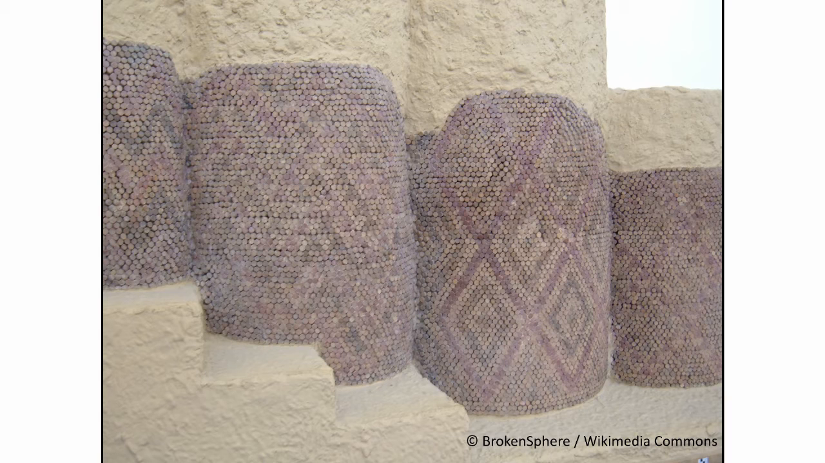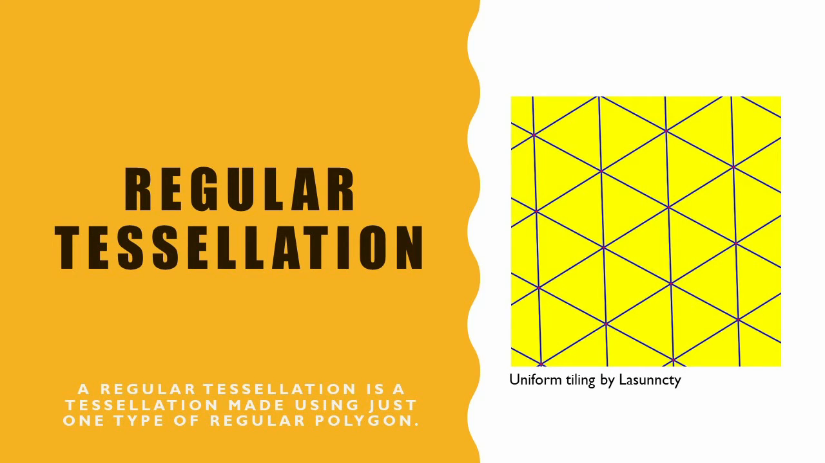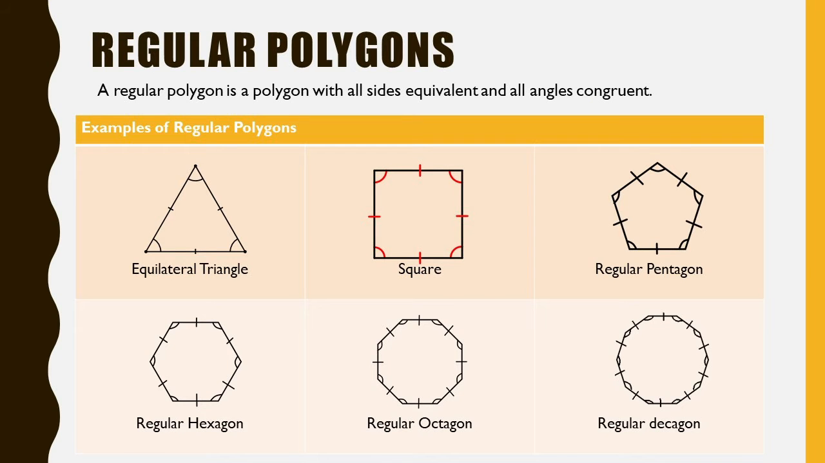This is called a regular tessellation. A regular tessellation is a tessellation made using just one type of regular polygon. Since the graphic shown here is using only regular triangles, that's considered a regular tessellation. Remember, a regular polygon is a polygon with all sides the same length and all interior angles congruent. So, for example, a square is regular since all sides of the square are the same length and each interior angle is 90 degrees. Now, looking at these regular polygons, which can be used to create a regular tessellation?